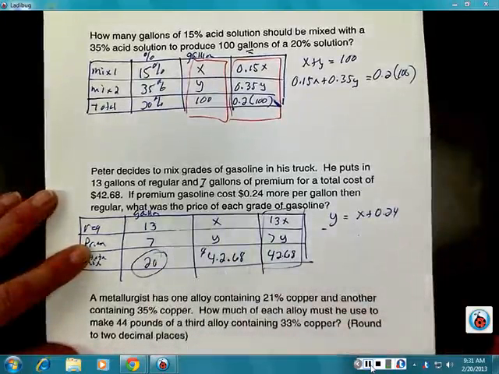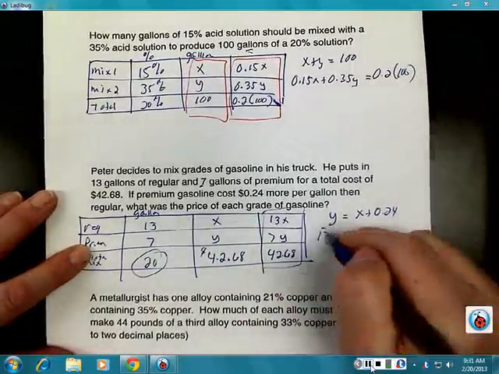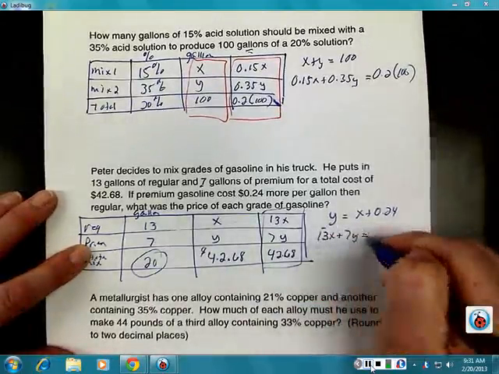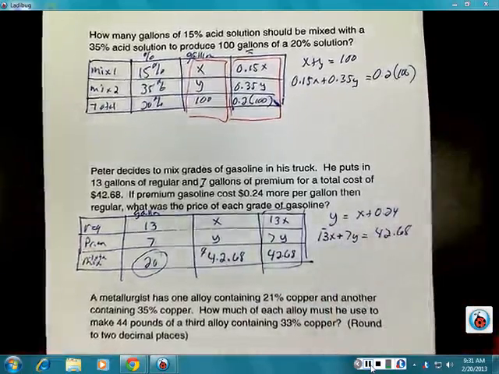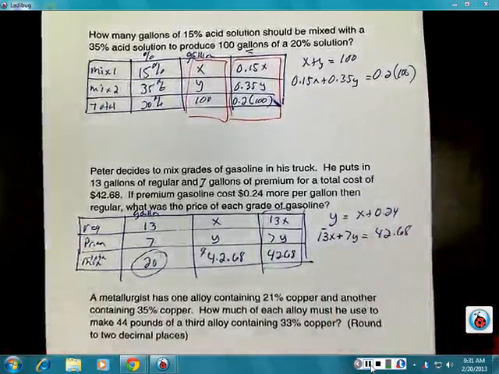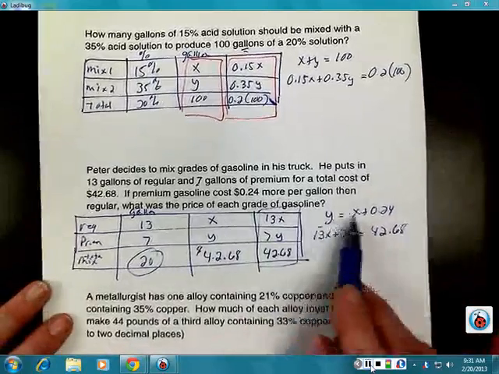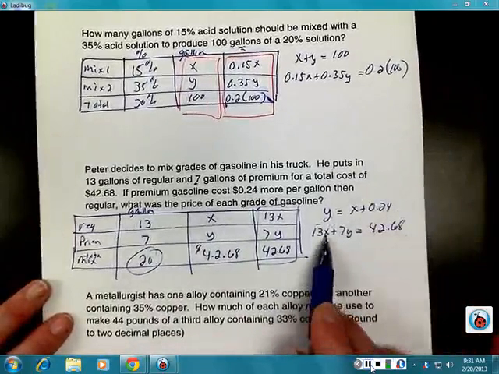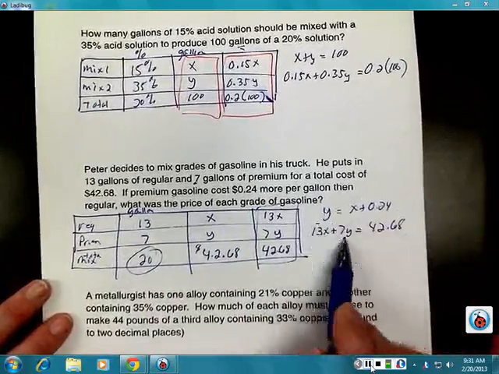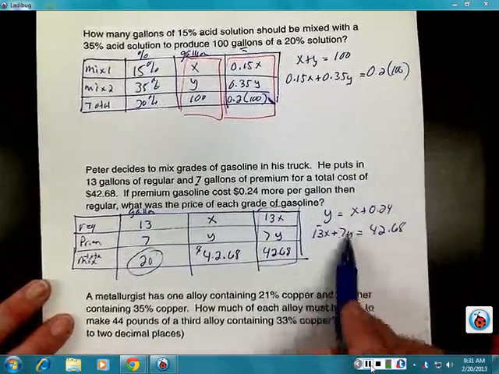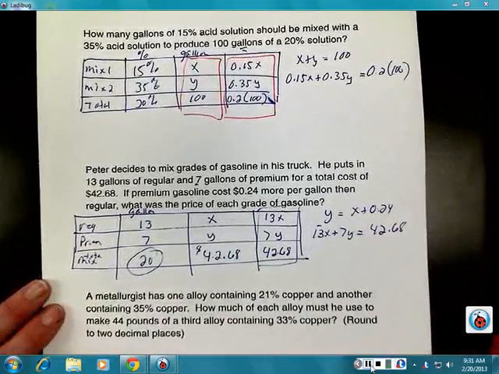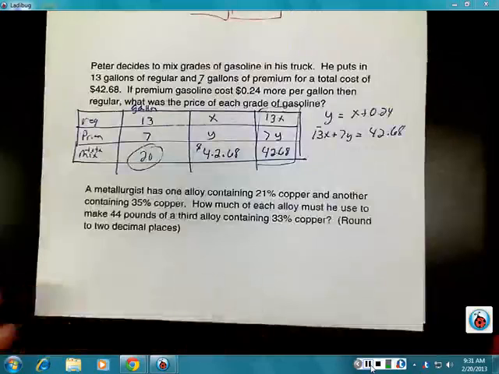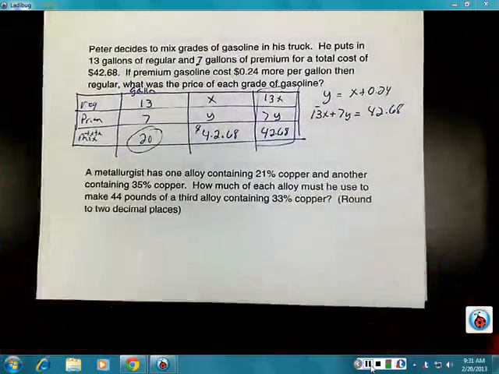The first is kind of tricky because it's not coming out in here, because we don't know what that would be. So 13x plus 7y is equal to 42.68. So that one's kind of a tricky one, and you will run across those in your stuff as well. Again, substitution, plug it in for x, or plug it in for y. It equals y, so plug it in for y and solve it. Okay? What do you think? Do that one on your own?